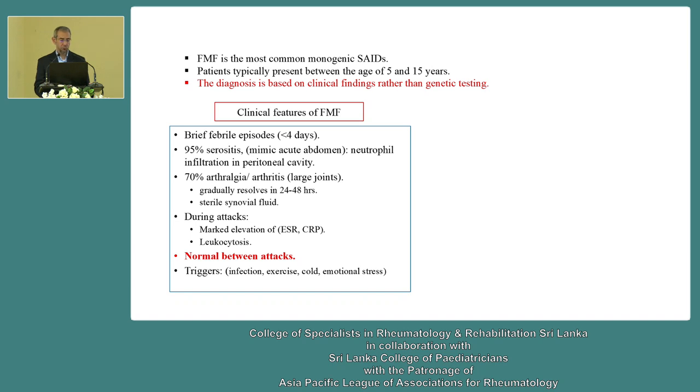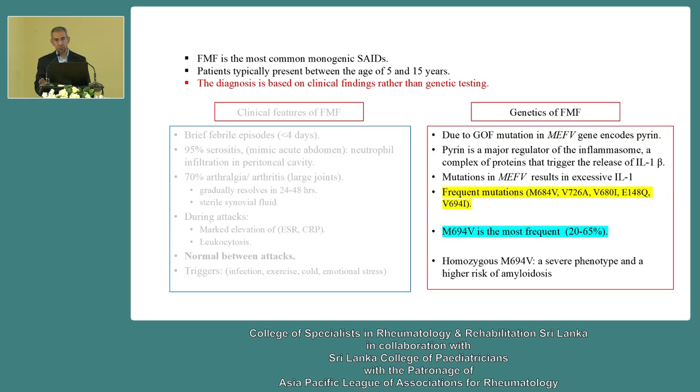This is due to neutrophil infiltration in the peritoneal cavity, and most of them present with arthralgia, arthritis, and during attacks they have high inflammatory markers, and are normal between attacks clinically and in the laboratory. And there may be some triggers like infection, exercise, cold, emotional stress. And if we talk about the genetic part, it's due to a gain-of-function mutation in the MEFV gene, encoding pyrin, and there are different gene variants.